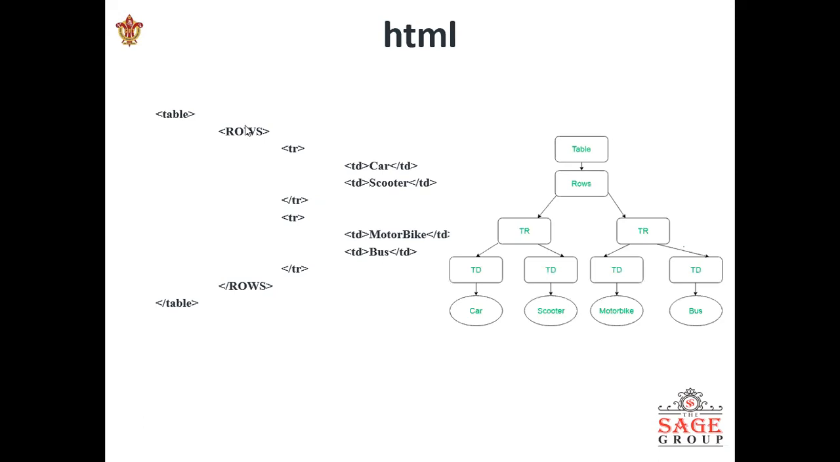As well as here, rows and table data. For example, table data like car, scooter, motorbike, bus. This kind of table we can create. The table has rows with tr and tds: car, scooter, motorbike, bus.